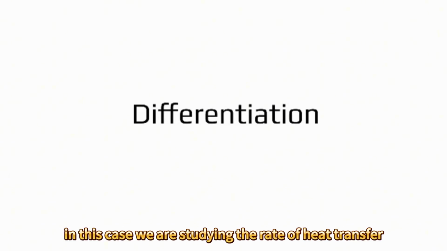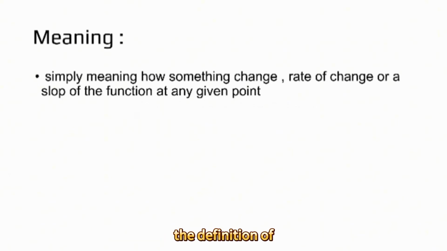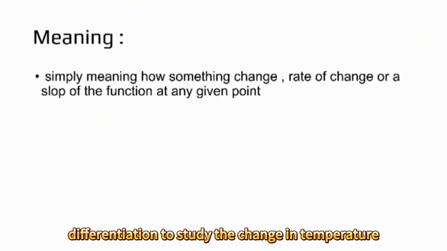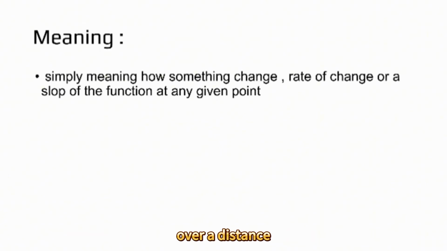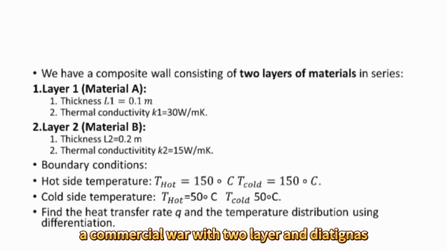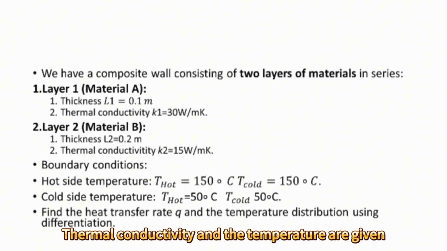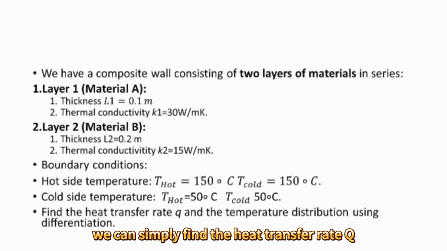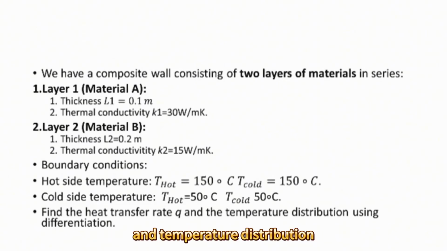In this case, we are studying the rate of heat transfer. Next, the definition of differentiation is essentially a measure of how something changes. In our case, we use differentiation to study the change in temperature over a distance, which is crucial for understanding heat transfer. Next, a composite wall with two layers, and their thickness, thermal conductivity, and temperature are given respectively. In this case, we can simply find the heat transfer rate Q and the temperature distribution by using differentiation.